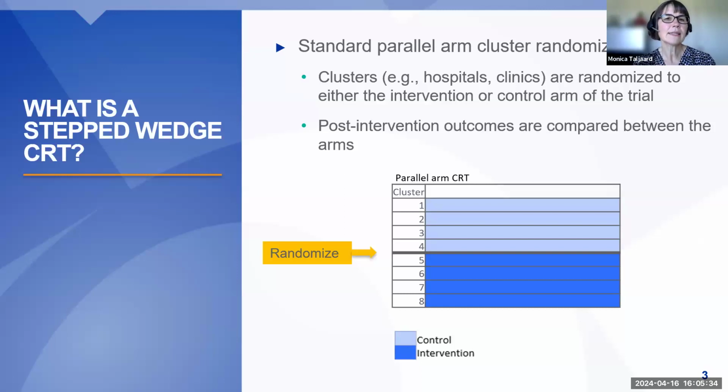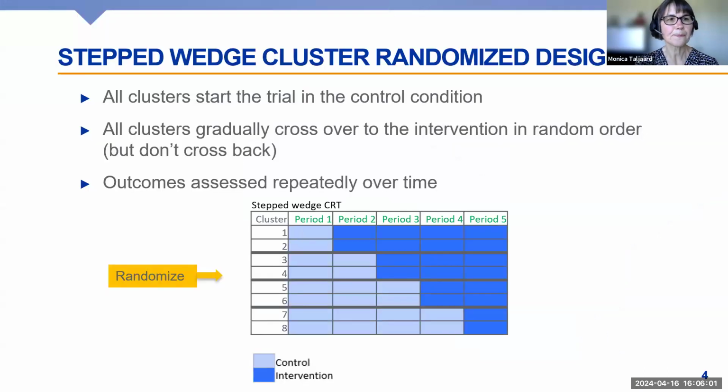So as you know, in a standard parallel arm cluster randomized trial, the clusters, and this could be, for example, hospitals or clinics or even entire communities, are randomized to either the intervention or the control arm of the trial, and they remain in that arm for the duration of the trial. Post-intervention outcomes are then compared between the arms, right? So that is a standard parallel arm cluster randomized trial.